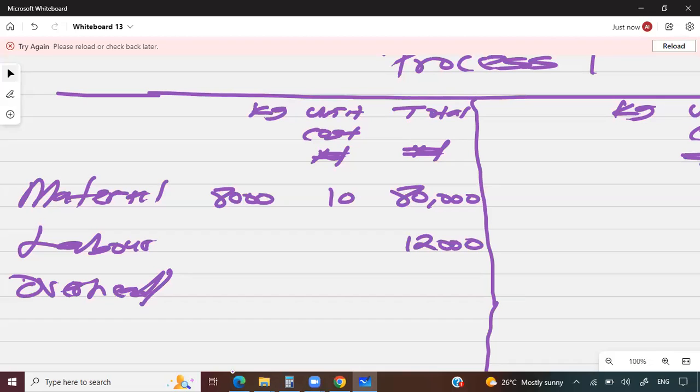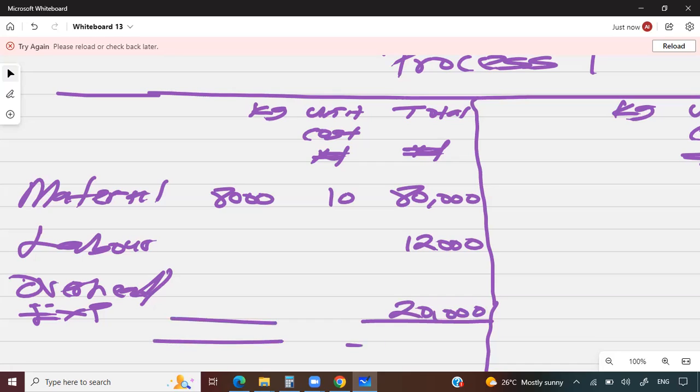But please don't forget, these are the elements of cost: material, labor, and overhead. So we have 20,000. And you had everything. Don't forget, you don't have the units. This is 8,000. This is 92. This is 122.